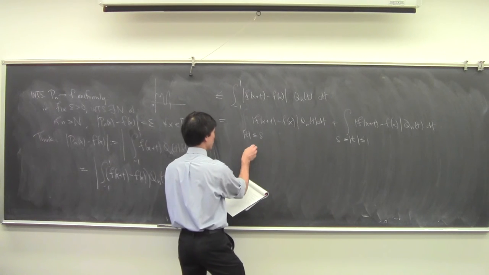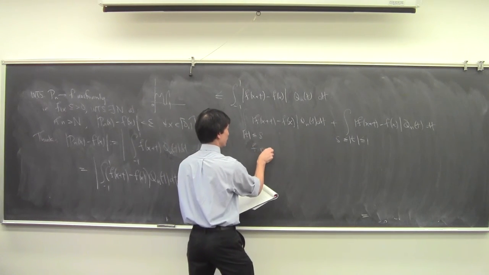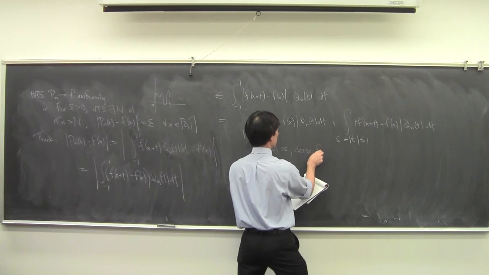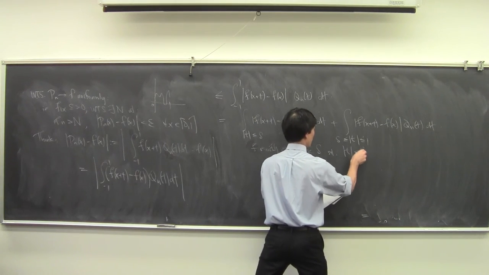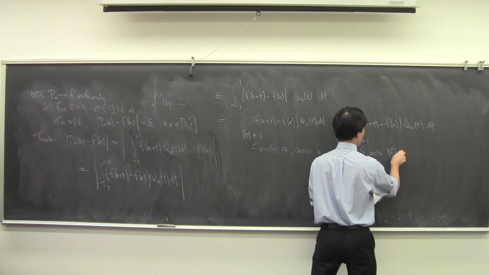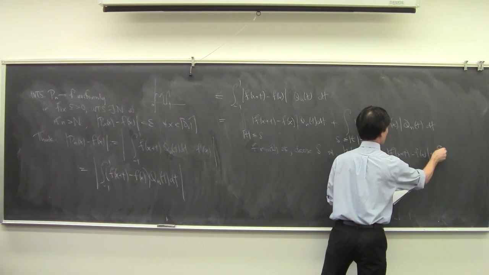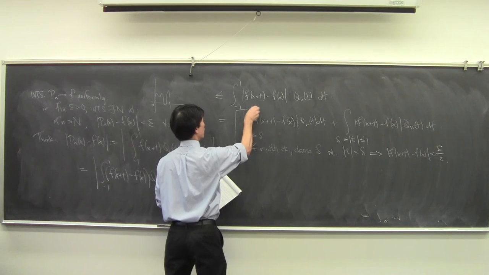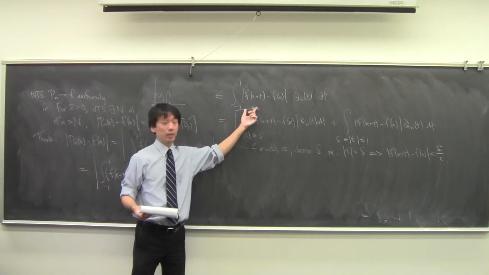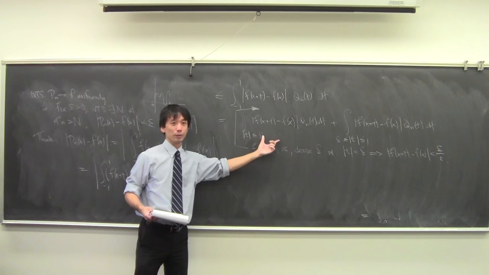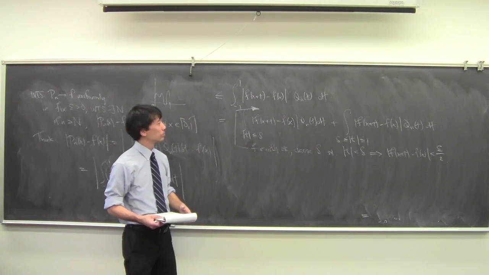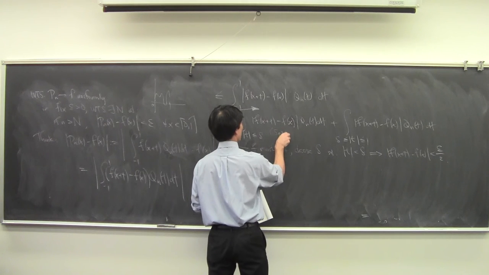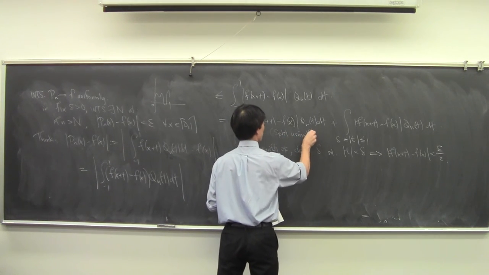So by uniform continuity, since f is uniformly continuous, we can choose delta so that |t| being less than delta means that |f(x plus t) minus f(x)| is smaller than epsilon over 2. I probably should have written that up here. So we choose that delta, and then we split the integral according to that delta that we just chose.